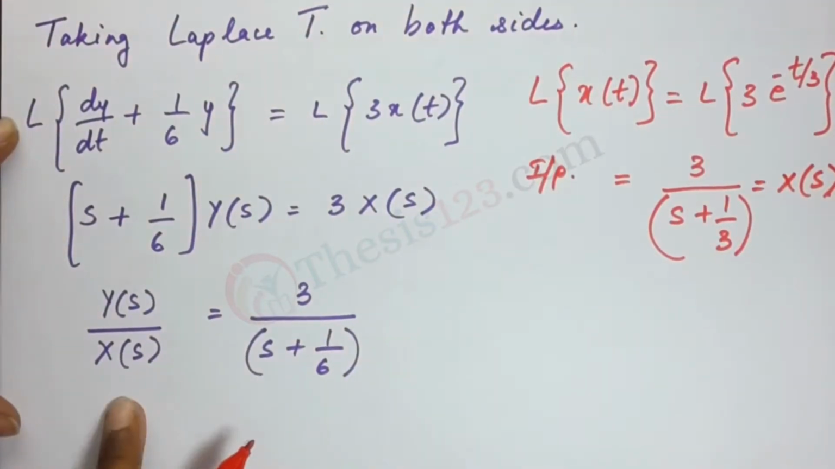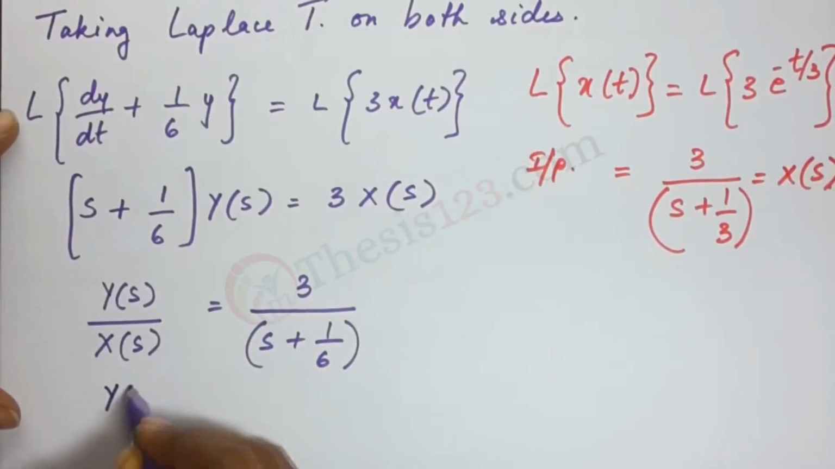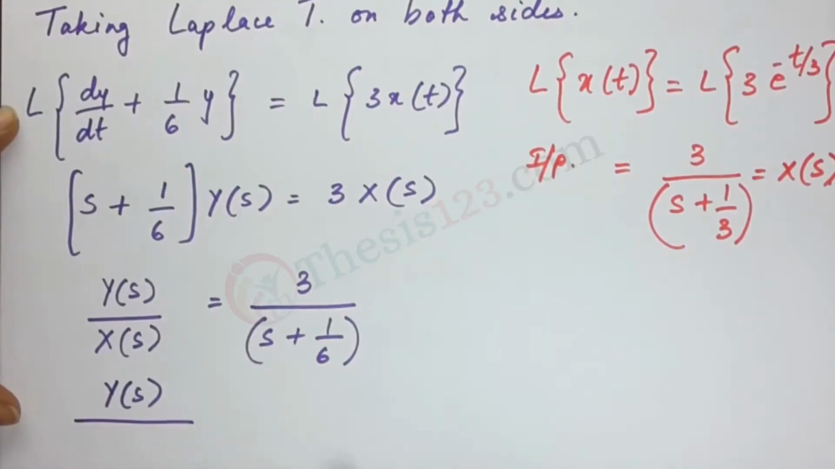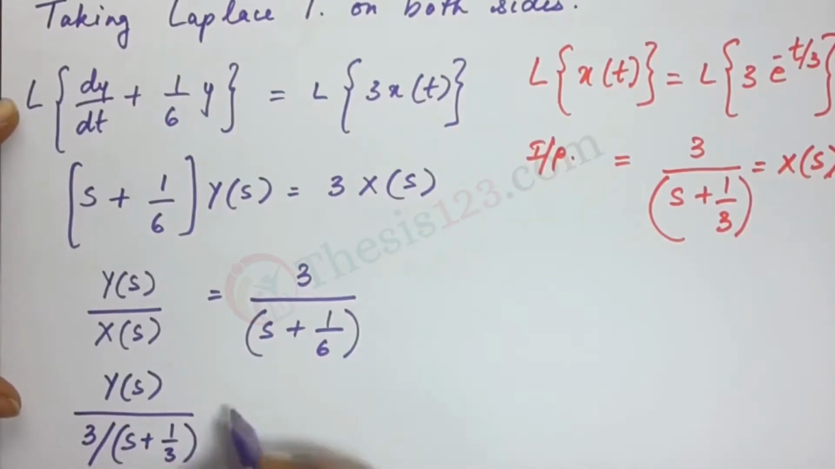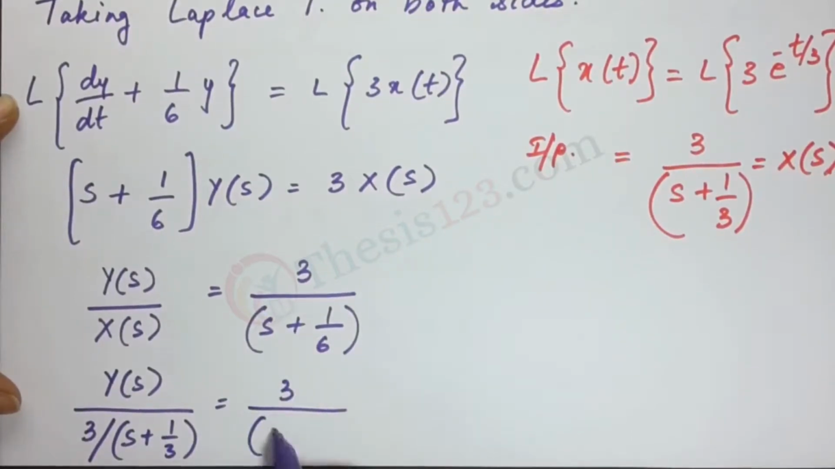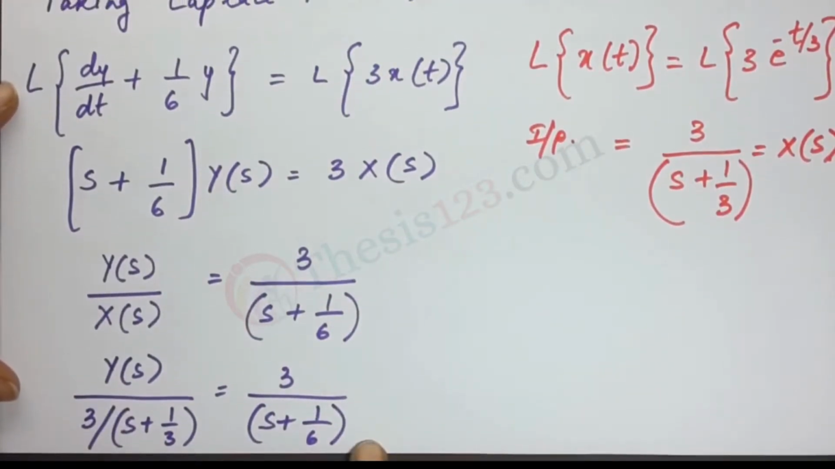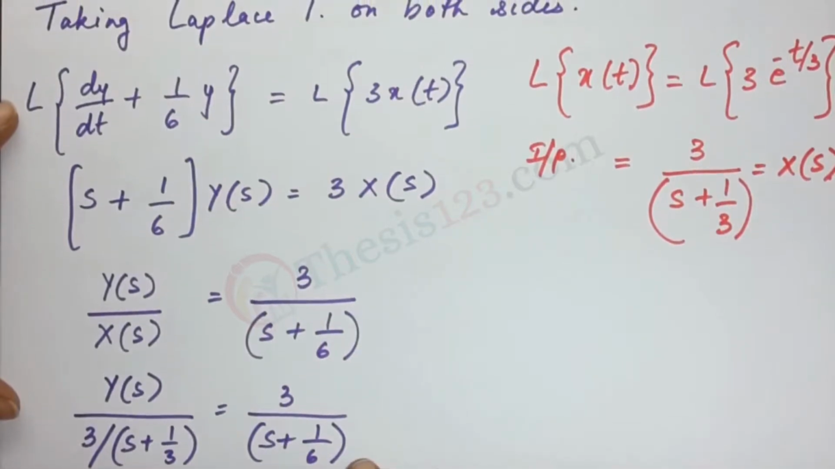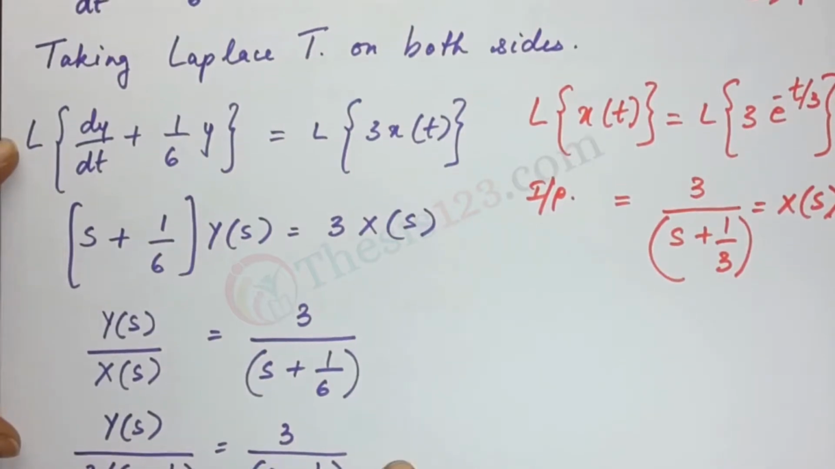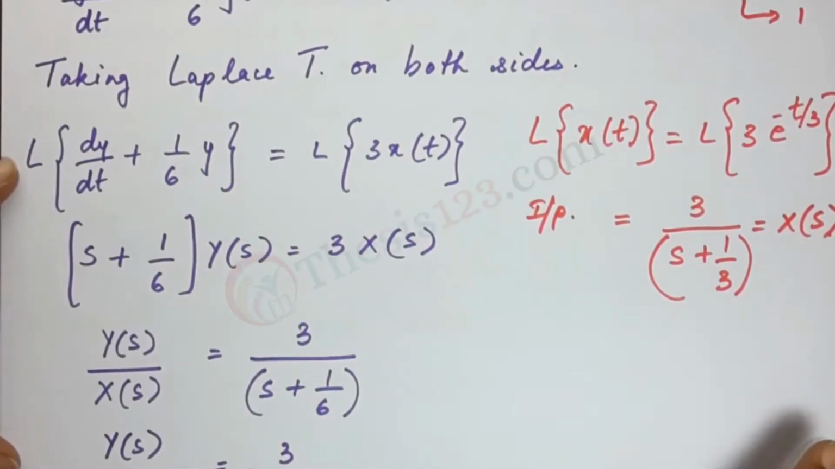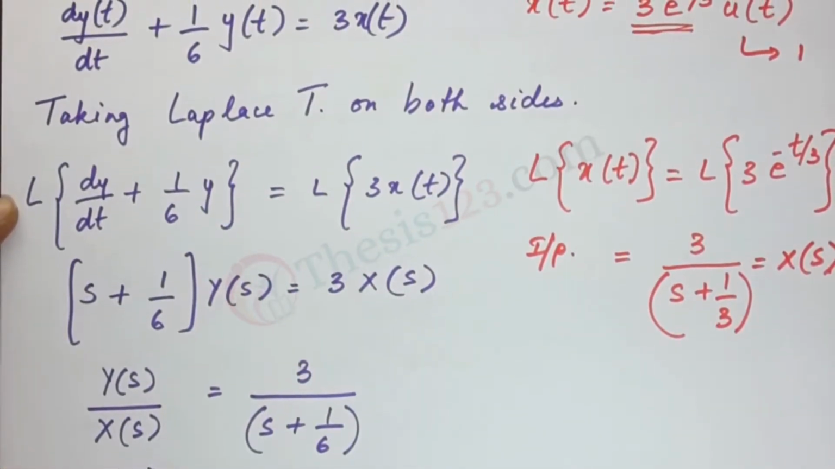Okay, so if we were to substitute that here, y of s divided by this, that's 3 divided by s plus 1 by 3, is equal to 3 divided by s plus 1 by 6. Now we have an expression where we need to find out what y of s is. So let's take this term to the other side. I'll just take another sheet of paper and we'll continue.